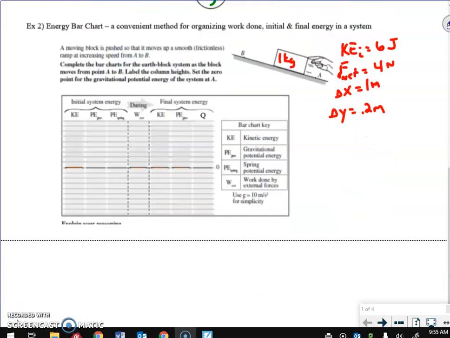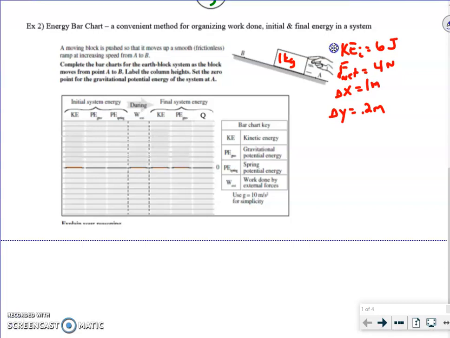So in this scenario, we have a block, and I've added information here that wasn't given: a mass of 1 kilogram. Our situation is we simply are pushing a block up an incline from point A to point B, and we are gaining speed. So we're not pushing in such a way that it's moving at a constant speed. It is gaining speed up that ramp, and that's what we can see. It's increasing speed right there.